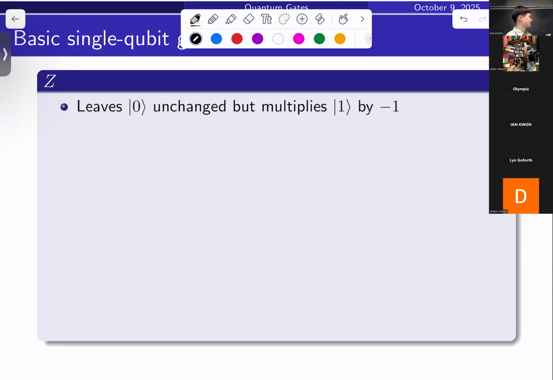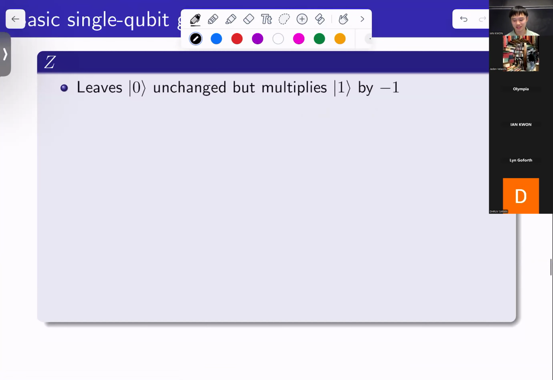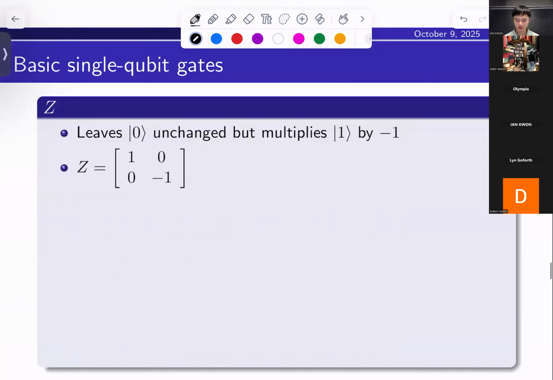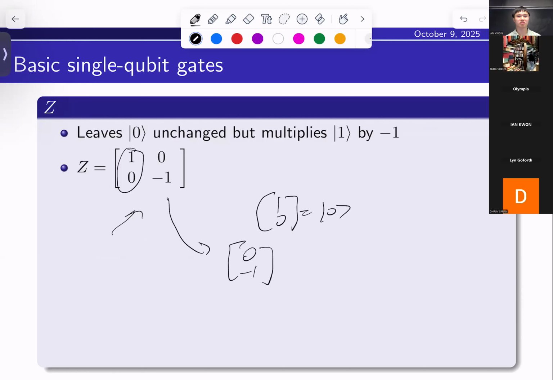Going on to the next gate, we have Z, which leaves 0 unchanged, but multiplies 1 by -1. This doesn't mean it goes to -1, since that's not a state, but that the coefficient gets multiplied by -1. Its action is like this, and you can read it out by asking what it does to the 0 state. It brings it to 1, 0, which is the 0 state. And what does it do to the 1 state? It brings it to 0, -1, reading the columns as I talked about. And this is negative the 1 state.